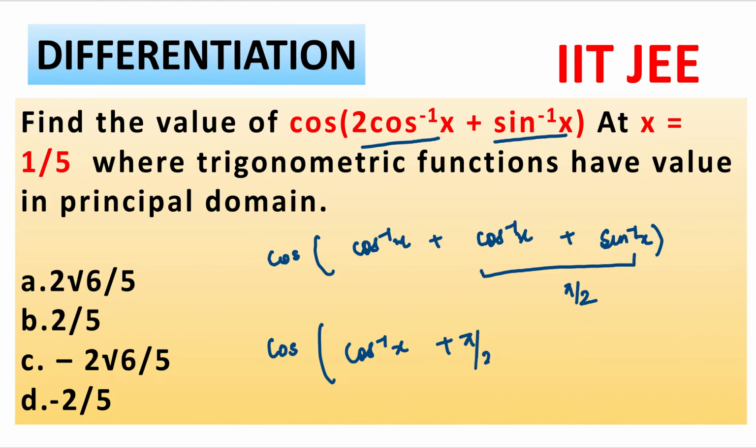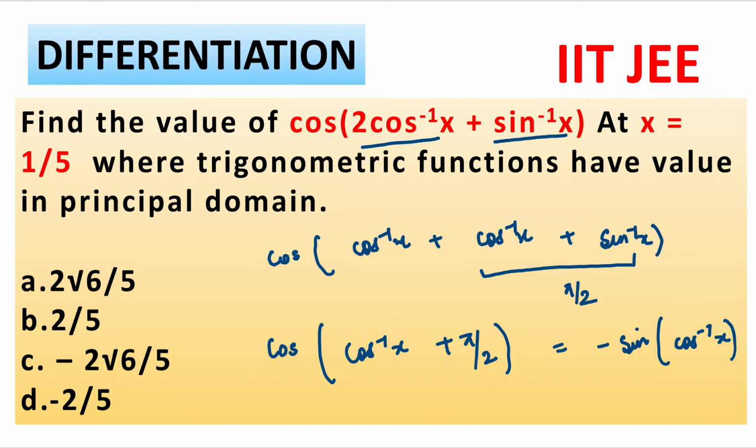So we already know that whenever we have expressions of the form cos of (pi by 2 plus theta), we can always replace those expressions with sine, right? So this expression I can also write as what? This is minus of sine of cos inverse of x.